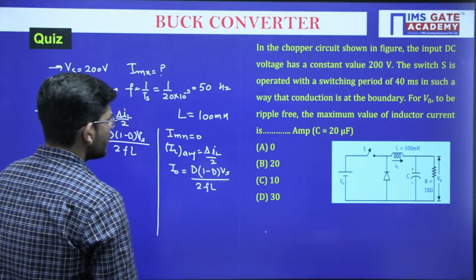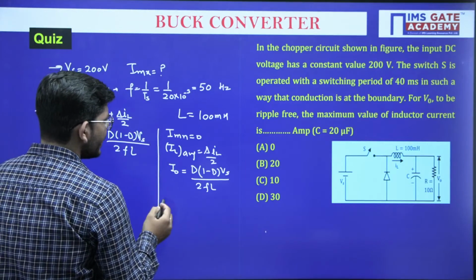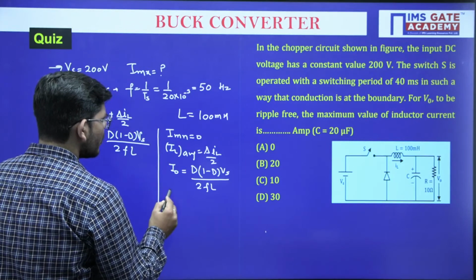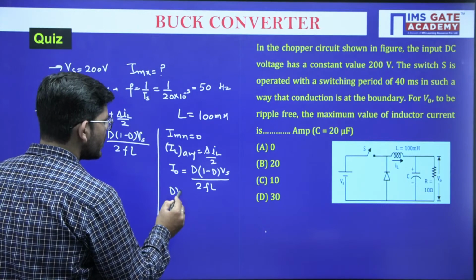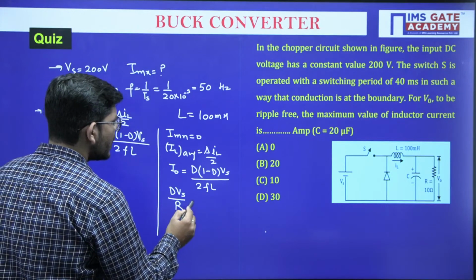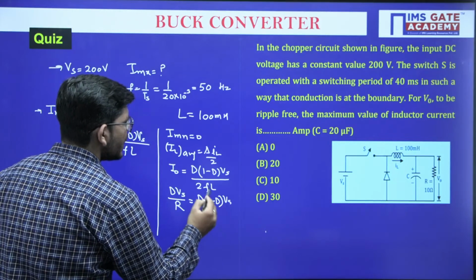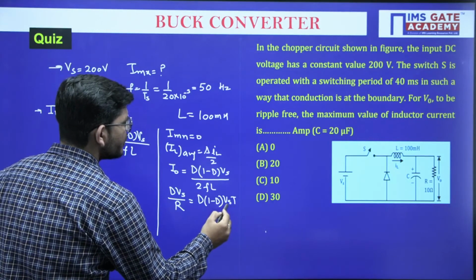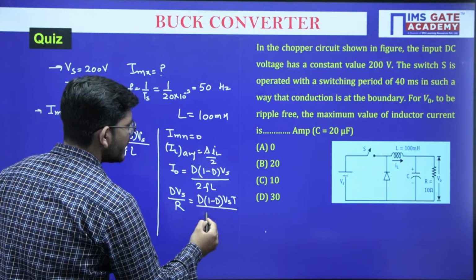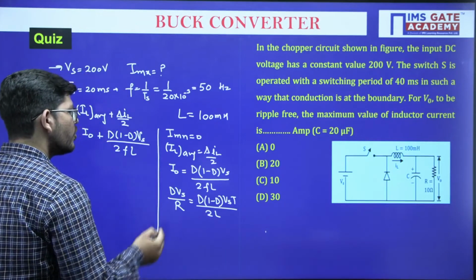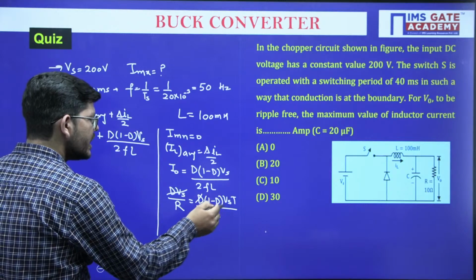Okay. Now what we can write for I naught? I naught is V naught by R, or V naught we can write as dVs upon R. So we can write it as dVs upon R. That will be equal to D into 1 minus D, Vs, and 1 by F I am writing T because T is given to us, and 2L. So from here dVs and dVs get cancelled.